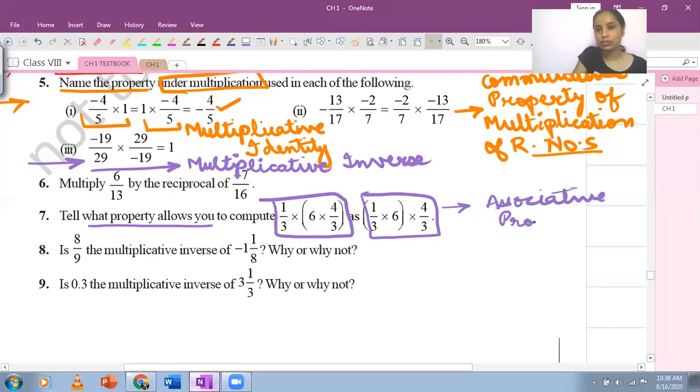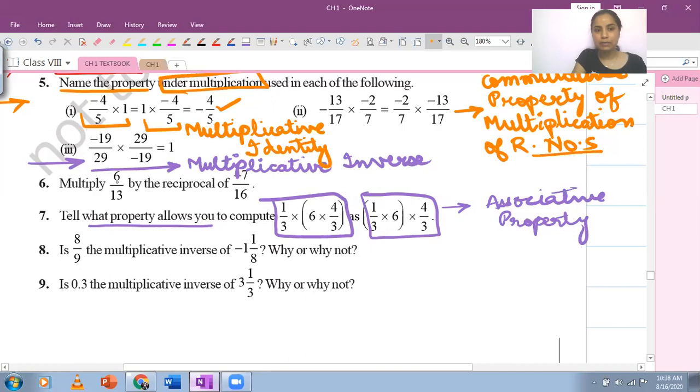This is associative property. It allows us to start with any two numbers. So a student could start with 1 by 3 or 6 and then use 4 by 3, whereas another student could start with 6 and 4 by 3 and then use 1 by 3. That will be completely correct. So you just have to write down the property. That's it. Now let's do question number 6.